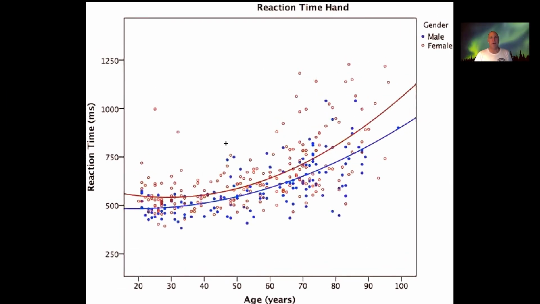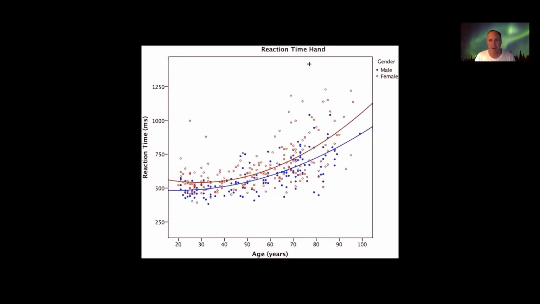All right, so as you can see, we have reaction time for the hand, right? Reaction time in milliseconds right there. So there's 250, 500 milliseconds. You see you've got an outlier right here. This lowest blue dot is the fastest response time, and that is by an early 30s male.